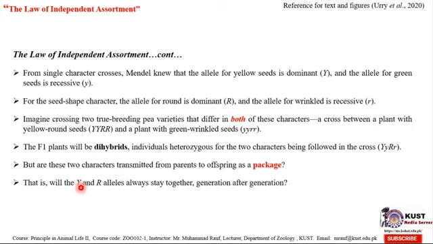That is, will the Y and R, which are the dominant alleles, stay together generation after generation? Similarly, the small y and small r, which are the recessive alleles, will they stay together generation after generation?